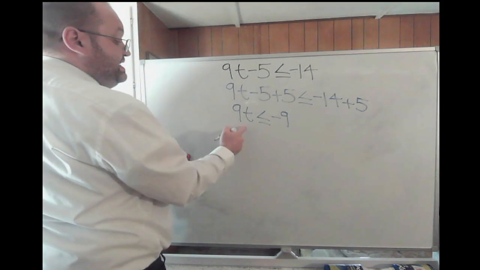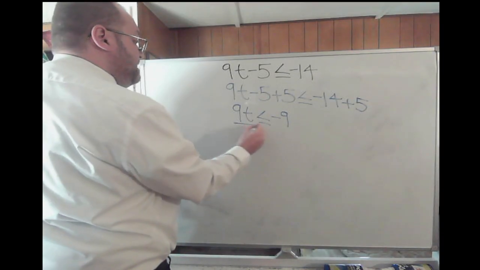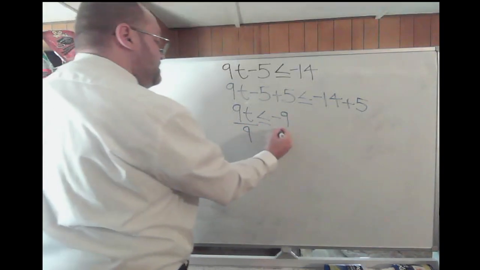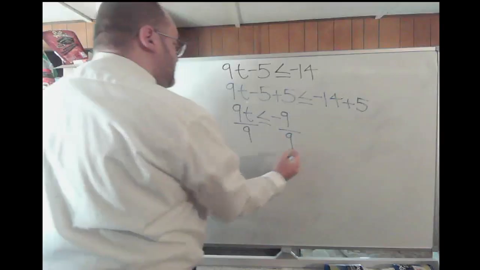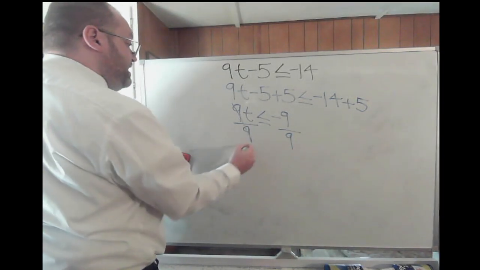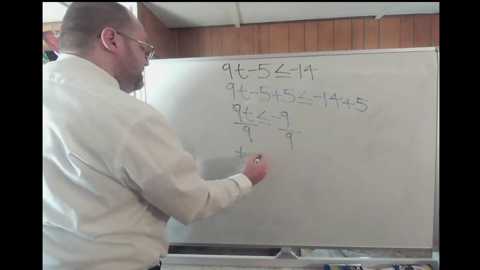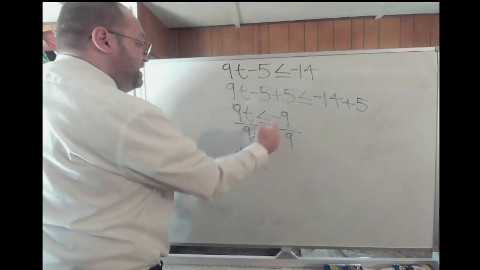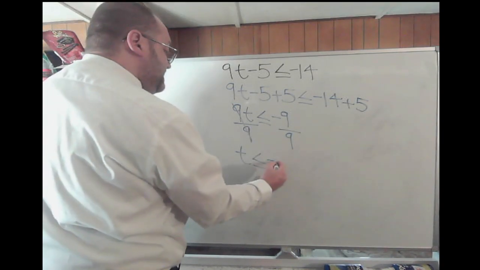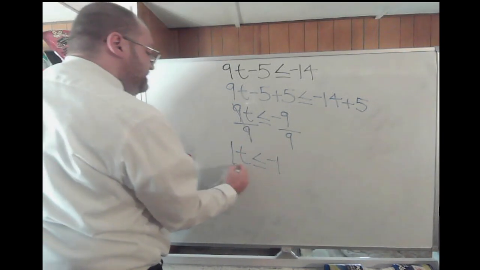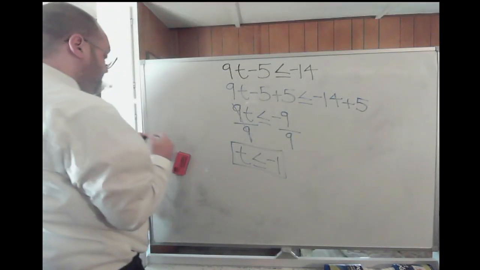Well, you just want to get t. We have 9t, so you got to divide both sides by 9. On the left side, the 9's will cancel out. You're just left with t is less than or equal to negative 9 divided by 9. That's negative 1. So t is less than or equal to negative 1.